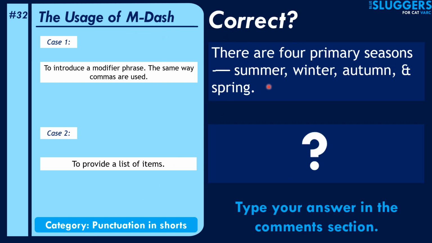So try this as an example: there are four seasons, M dash, sorry, there are four primary seasons, M dash, summer, winter, autumn, and spring. So, do you think the sentence is correct? If not, let me know why you think it's not correct, or at least put the rectified version, according to you, of this particular sentence in the comment section.